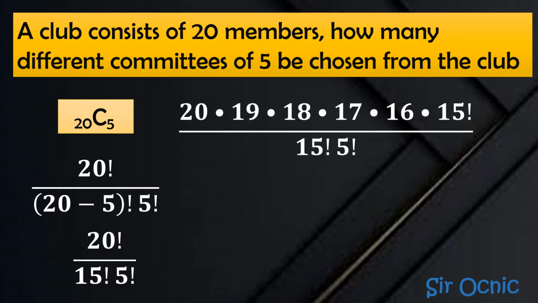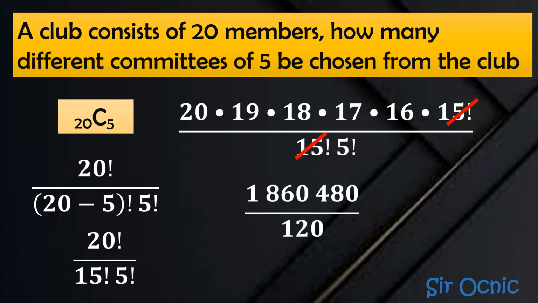Expanding the numerator, that is equal to 20 times 19 times 18 times 17 times 16 times 15 factorial all over 15 factorial times 5 factorial. Cancelling the common factor, which is 15 factorial, and simplifying the operations on our numerator, that is equal to 1,860,480 divided by 5 factorial, which is equal to 120. Simplifying the fraction, we will arrive at 15,504.